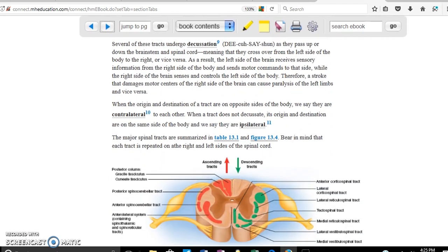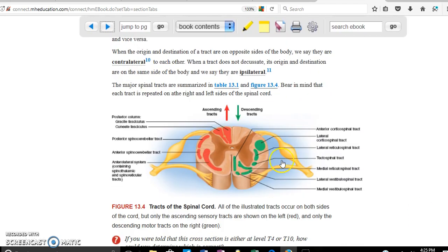So if we keep scrolling down, you can see here some examples of where these tracts are located. And as you can see here, if they go up, they are ascending tracts. If it's ascending, it's sensory. Or you have these ones, green, descending tracts. Obviously, you're going to have both on each side, right? This is just for educational purposes, that you have green on one side and red on the other side.